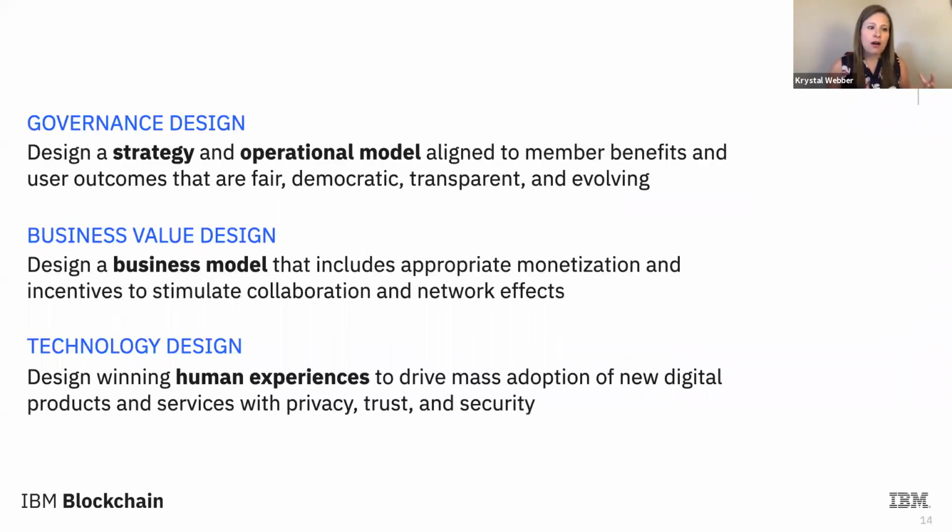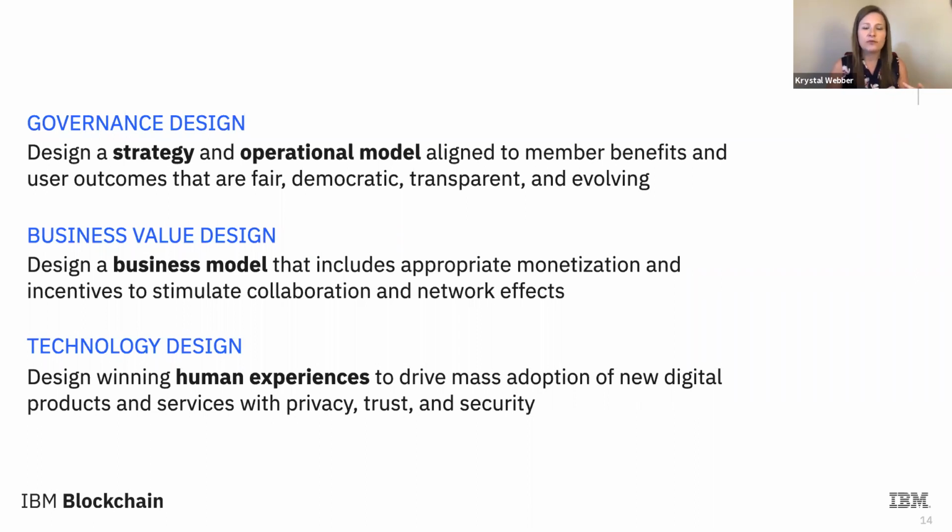So, as we talk about all of these projects that we've done and the journey that our clients go through, one of the big things that we found is that there are 3 work streams that really comprise all successful blockchain networks. This is really a summary of what it takes to get blockchain networks to scale. And that's a combination of what we call governance design, business value design, and technology design. So we're going to dive into each one of those areas a little bit more.